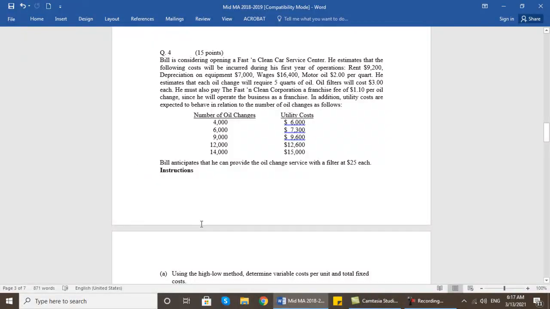Question number 4. Bill is considering opening a fast and clean car service center. He estimates that the following costs will be incurred during the first year of operation: rent, depreciation on equipment, wages, motor oil, and per quarter. He estimates that each oil change has the surface.